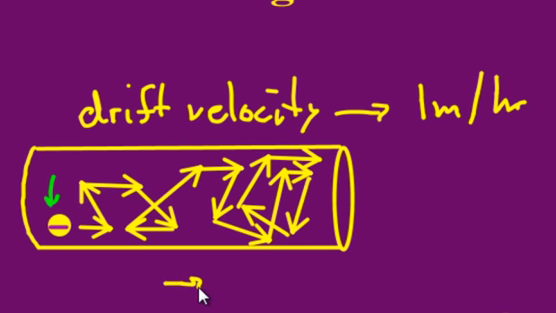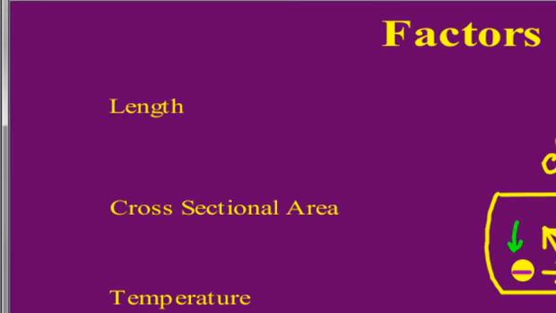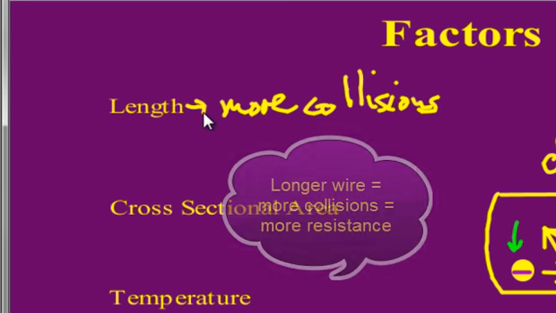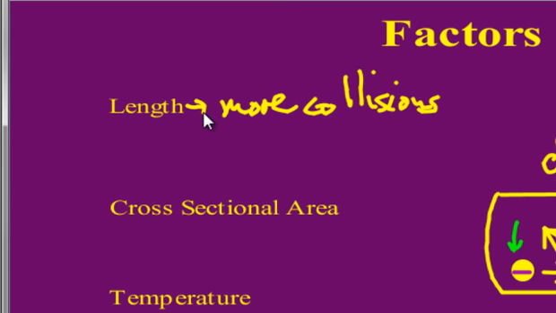Okay, so if you picture those collisions happening in the wire, you're going to get an idea of how resistance depends on each of these different factors. So the first thing, length, right? Obviously, the longer the wire is, the more collisions there are, and the more collisions there are, the more resistance there will be. So if you think of the charge as having a lot of collisions, obviously a longer wire is going to be more collisions.